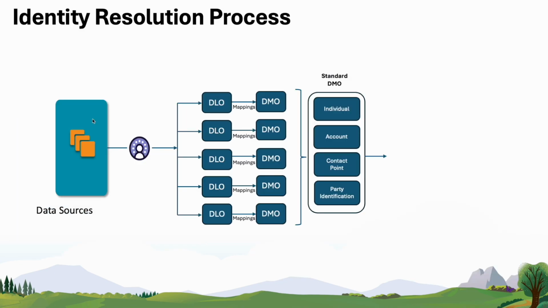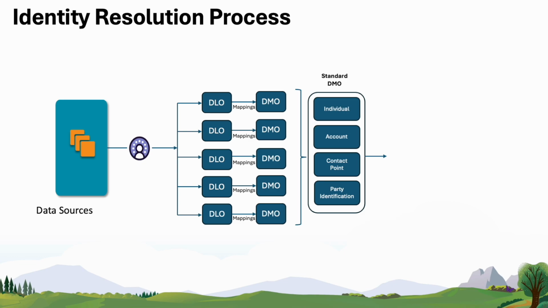Now let us understand the identity resolution process. Earlier, we ingested the data from our data sources into the Data Cloud. We have the data lake objects and data model objects where our information is stored. Identity resolution requires the profile objects in order to create a unified record. These can be individual, account, or party identification. We should have at least one contact point object.